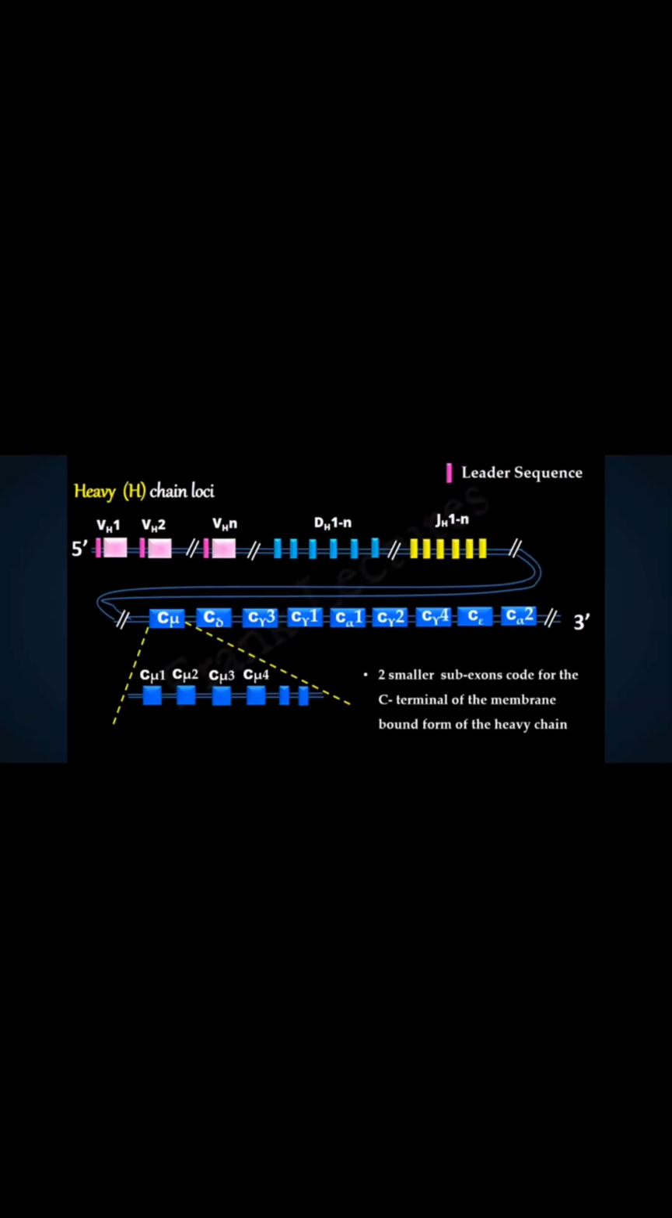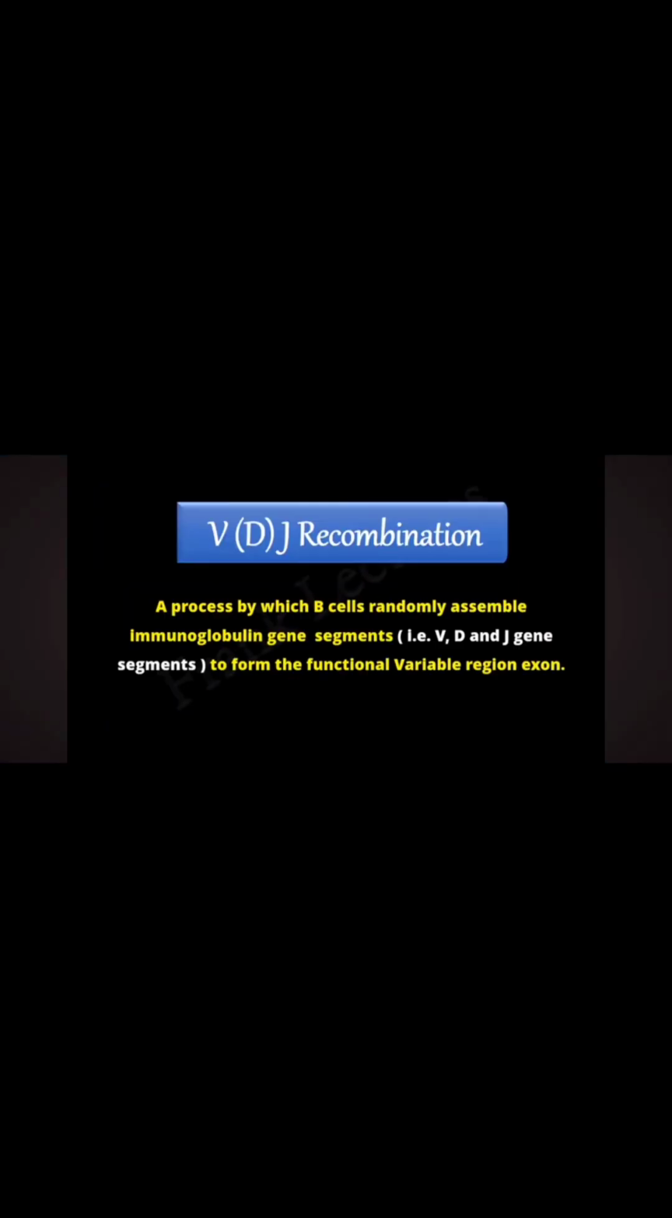That is C mu, C delta, C gamma 3, C gamma 1, C alpha 1, C gamma 2, C gamma 4, C epsilon and C alpha 2. These are the 9 constant genes, and 4 main exons and 2 sub exons are also present, which code for the heavy chains. Then VDJ recombination occurs, a process by which B cells randomly assemble the immunoglobulin gene segments to form the functional variable region exons. This is called VDJ recombination.